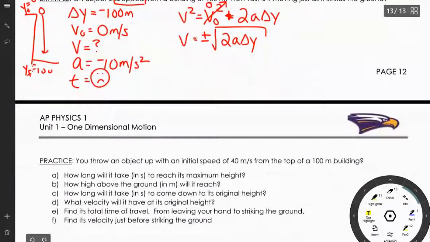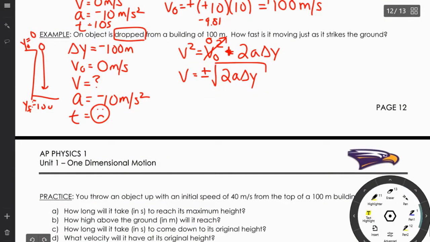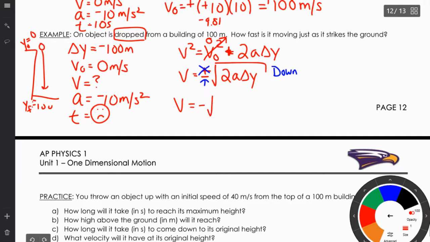So we know since we're heading down that we're going to disregard the positive, and our answer is going to be negative, because our path will take us in the down direction, which is the negative. Okay, so now we just plug in our numbers. So we're going to do negative square root of 2 times negative 10 times negative 100.